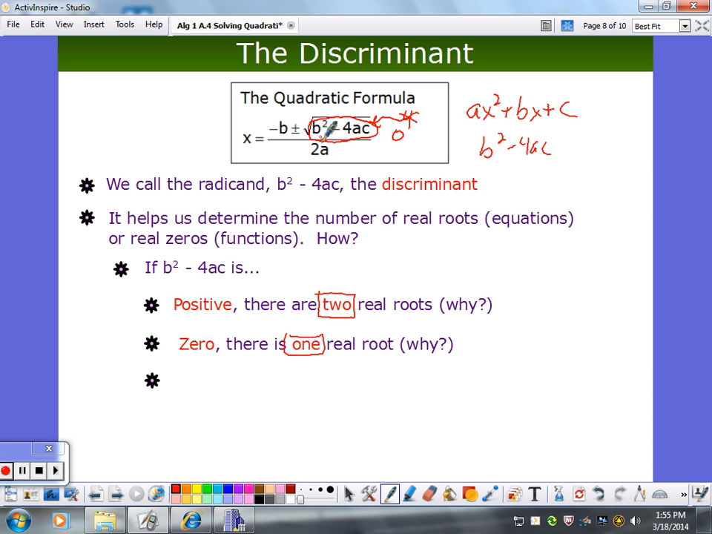Because this becomes the square root of 0. Adding or subtracting 0 does not change your value. It's this: negative b over 2a. And there's only one of them. Your vertex.